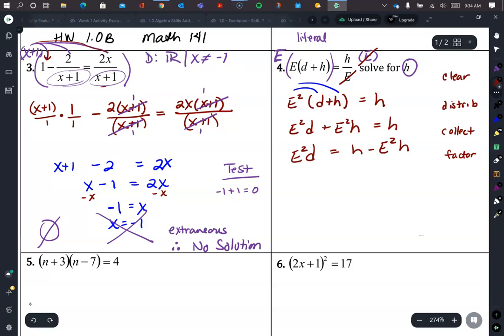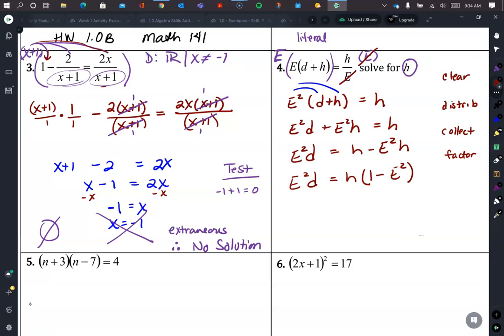So now we go back to our e squared d equals h, and then this is where I think people get a little tangled, is you have to put that 1 there. So when you pull out the h, you're left with a 1 minus e squared. I've noticed just on some of the work I've looked at that 1 gets kind of lost in there.